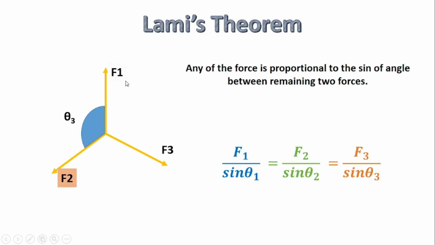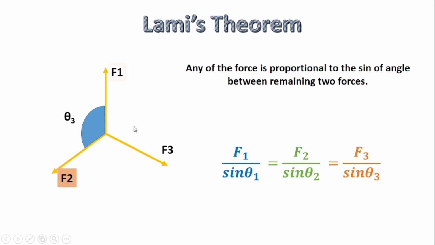Always start with a force and find the angle between the remaining two forces, and write the sine relation for that. So this is how we can write the equation: F1 divided by sine of theta 1 is equal to F2 divided by sine of theta 2 is equal to F3 divided by sine of theta 3. So always write the known value of the force first. The first term of this equation will be the known value.